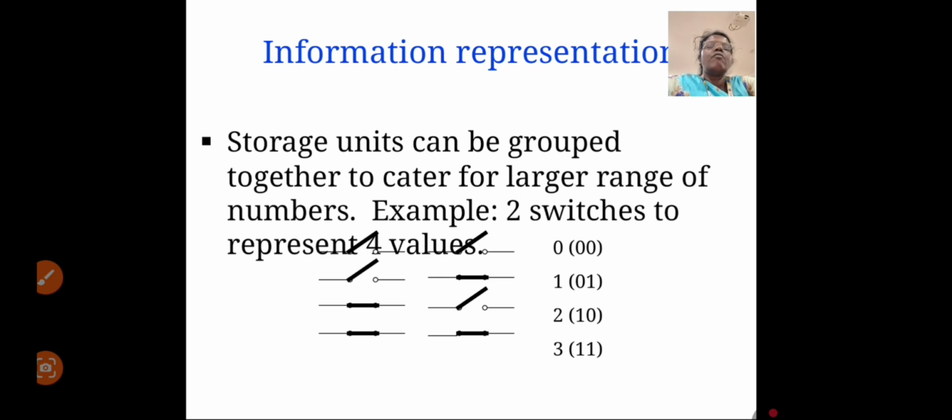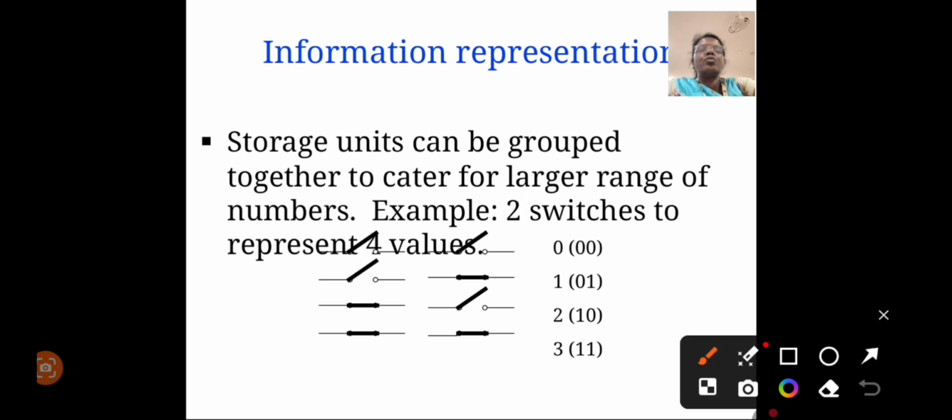more than one switch. For example, when we connect two switches in series, each switch will be represented with a single bit of binary information. The state of each switch will be represented with a single bit. So when both switches are in open condition, the open condition or off state of the switch is represented with the logic 0. We have to use 2-bit binary information, which is 0, 0.